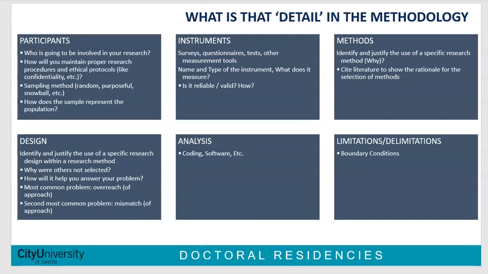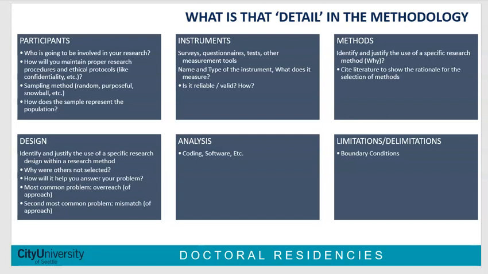I won't go over each box here, but just to highlight, the detail is going to talk about your participants. Who are they? How do you get them? How do you sample them, etc.? The detail is going to be about the instruments that you choose. What type of instrument? Survey, tests, etc. What about the methods? The detail is going to be the use of a specific research method. Why? You have to justify why you use this and why it's important for your research problem.